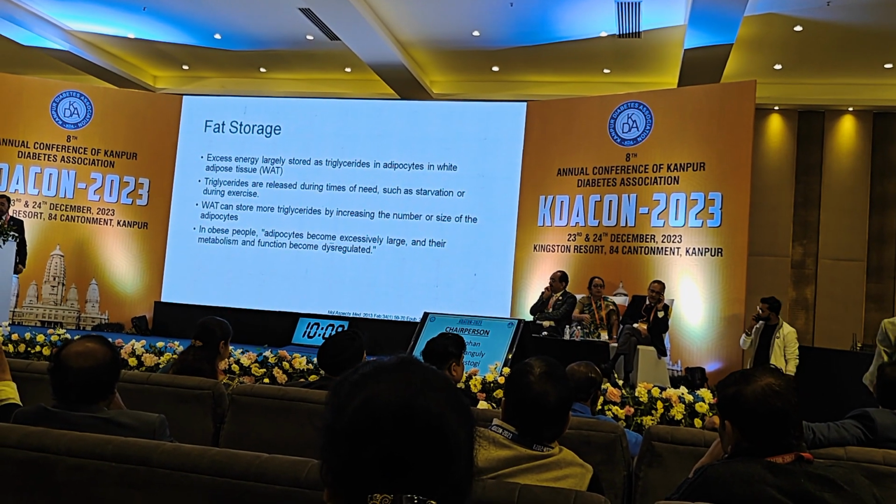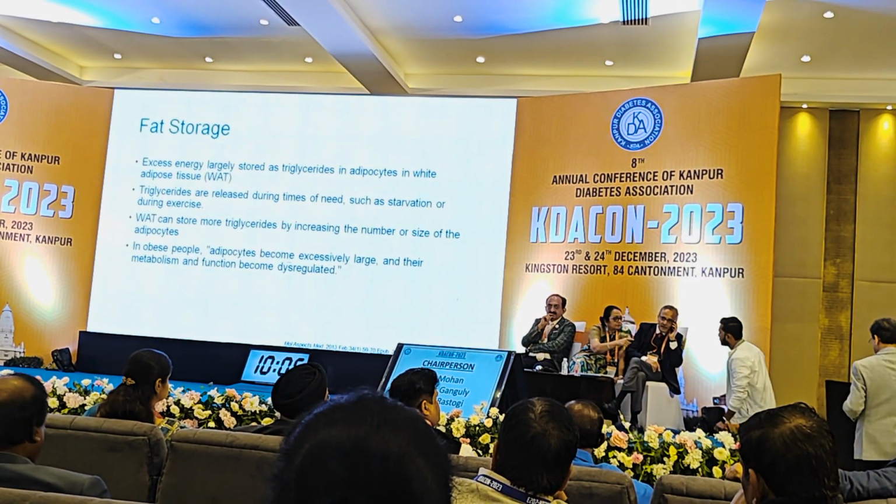Whenever there is excess energy that we have, it is largely stored as triglycerides in the adipose tissue, or white adipose tissue. And these triglycerides are released at the time of need, whenever one is exercising or fasting or starving. But there is a limit up to which the white adipose tissue can store fat. And it stores fat by two methods. One is by increasing the number of white cells, that is hyperplasia, and second is increasing the size of white adipose cells, adipocytes, which is hypertrophy.